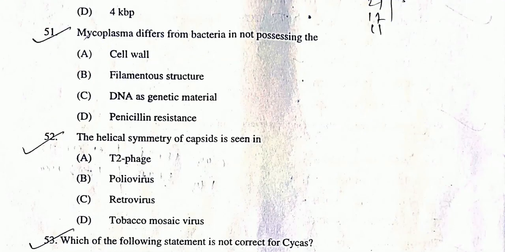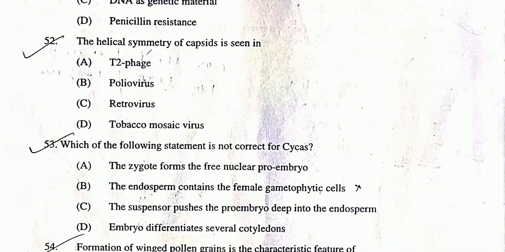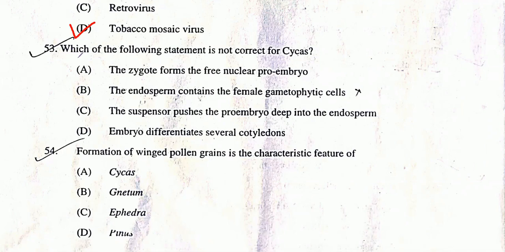Question number 51. Mycoplasma differ from bacteria in not possessing a cell wall. Mycoplasma doesn't have a cell wall. Question number 52. The helical symmetry of the capsid is seen in tobacco mosaic virus. Question number 53. Which of the following statements is not correct for Cycas?